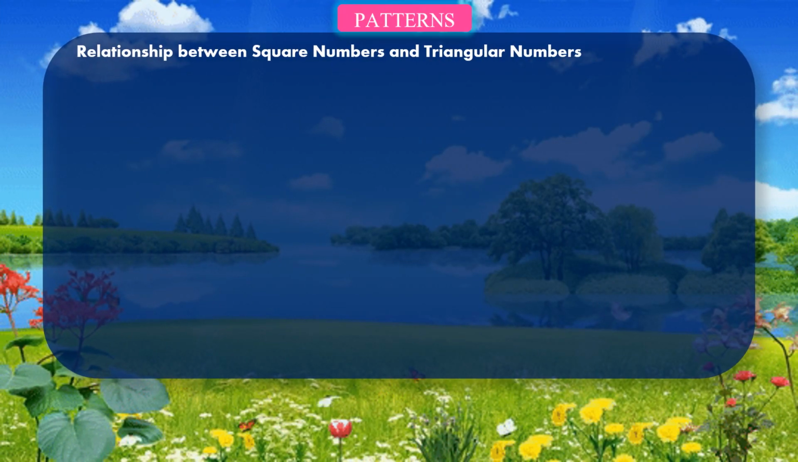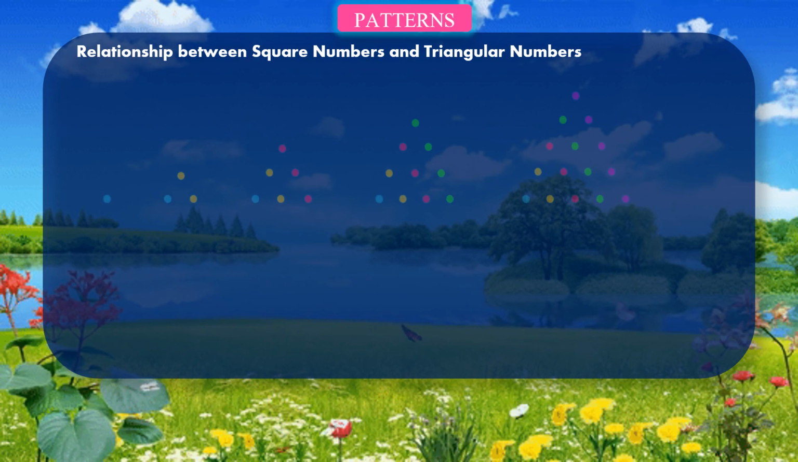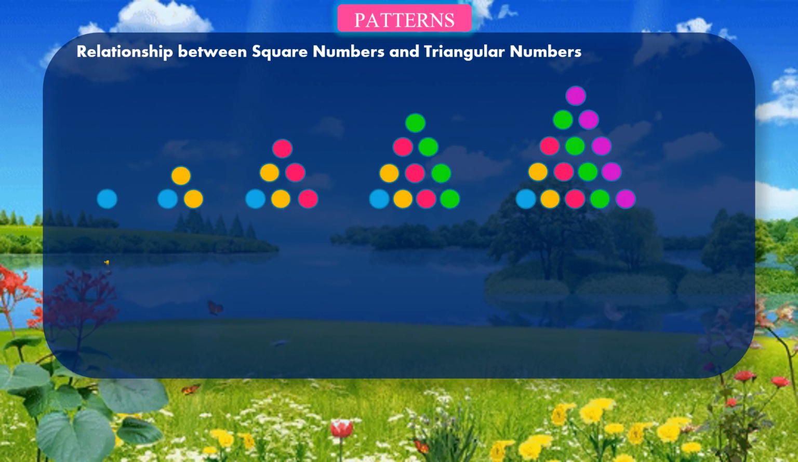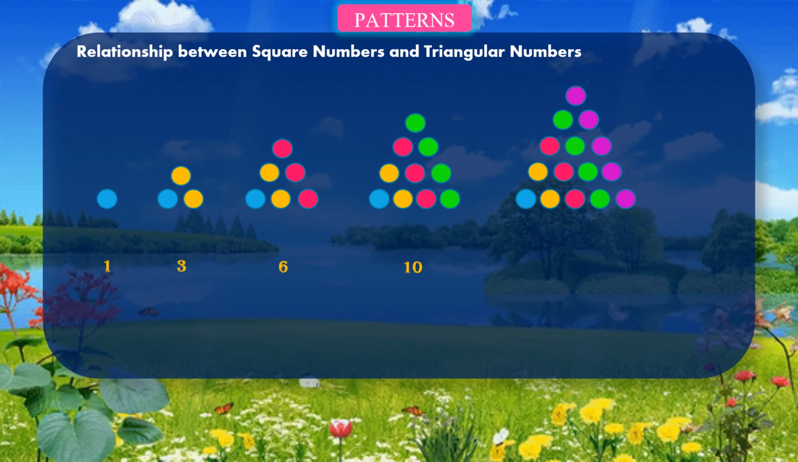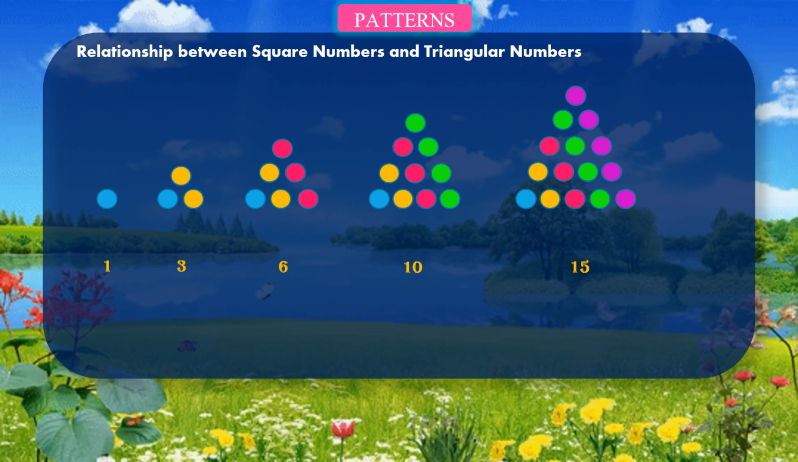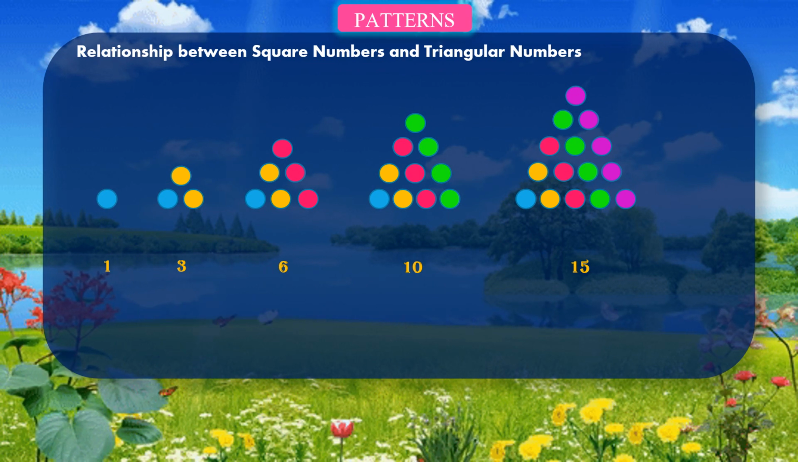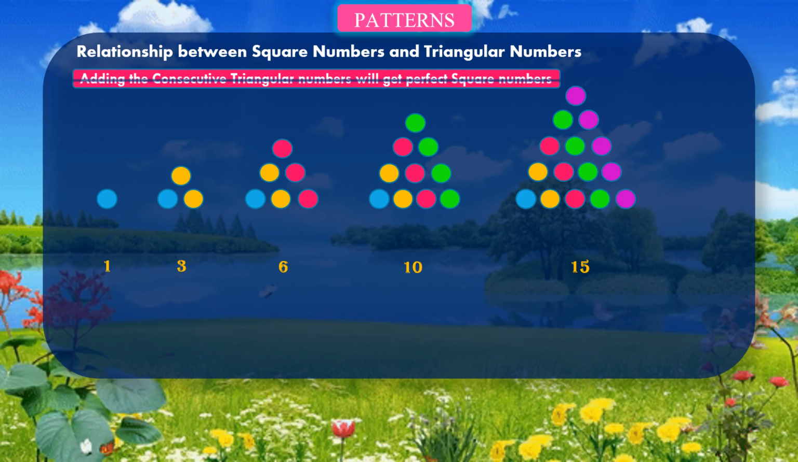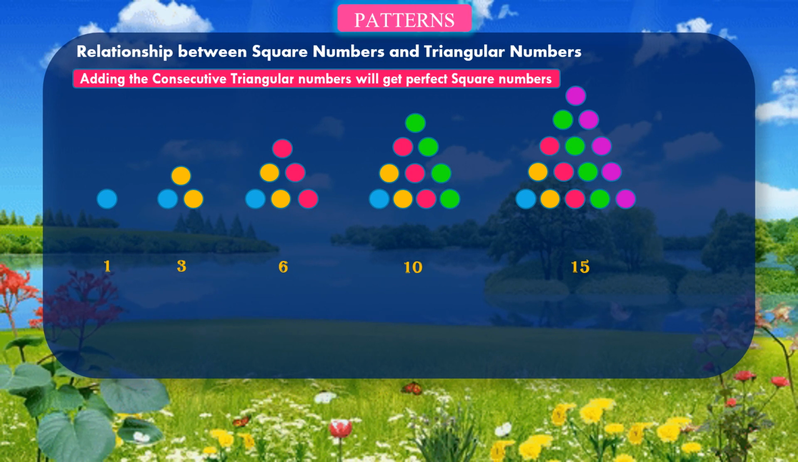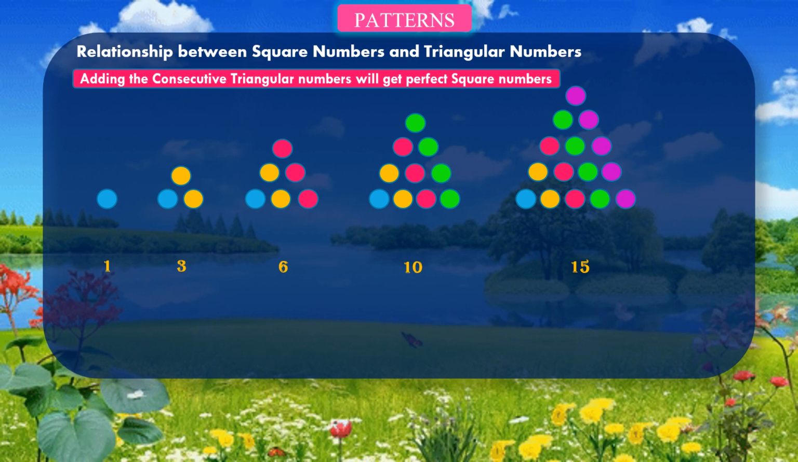Relationship between square numbers and triangular numbers. Here 1, 3, 6, 10 and 15 are triangular numbers. I have given the triangular numbers with the help of dots. If you add any two consecutive triangular numbers, you will get the perfect square numbers. Shall we check now?